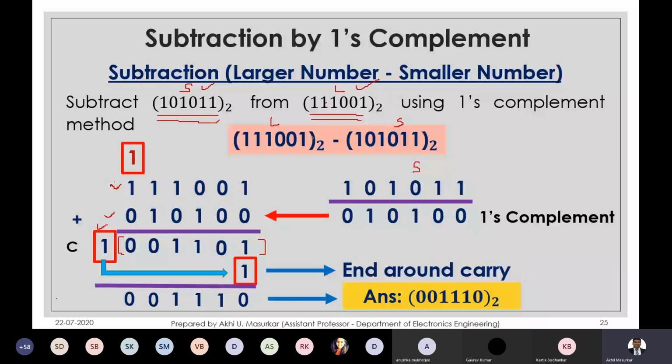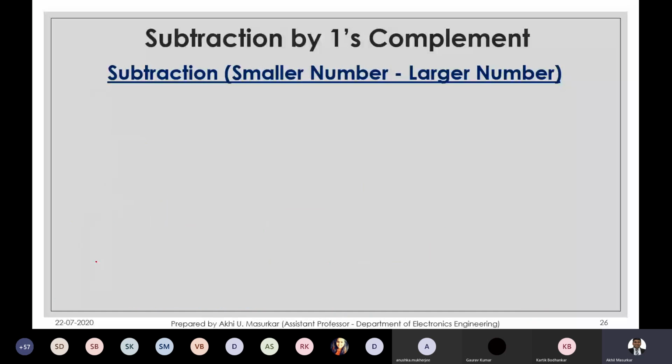I hope you have understood. First we took one's complement of the smaller number, added it back to the larger number, then we got some addition, then we observed the carry. If the carry was present, we had to add it straight away here. If carry would not have been present, then the answer would have been what it would have been. So this is the first thing. Let us look at another subtraction by one's complement.